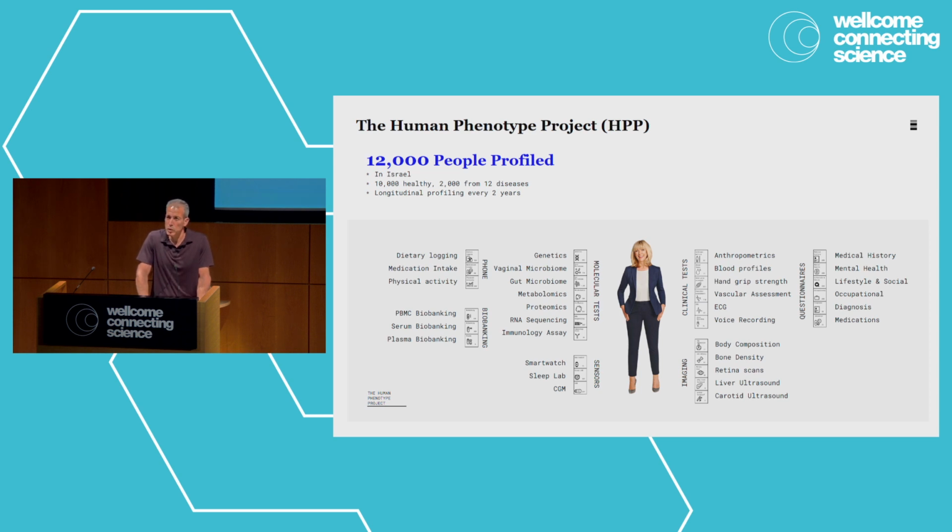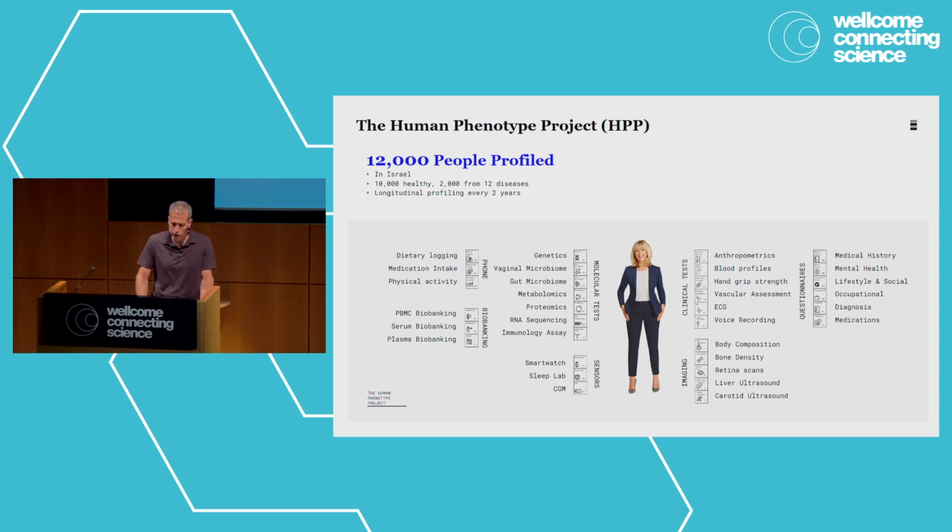We profiled a total of 12,000 people, where the core of the cohort is a baseline cohort of healthy individuals between the age of 40 to 70. This is a longitudinal study, so we contact participants every 1 year to see changes in their health, and every 2 years we bring them back to the clinic, and they undergo all of these tests with the exception, of course, of the genetics.